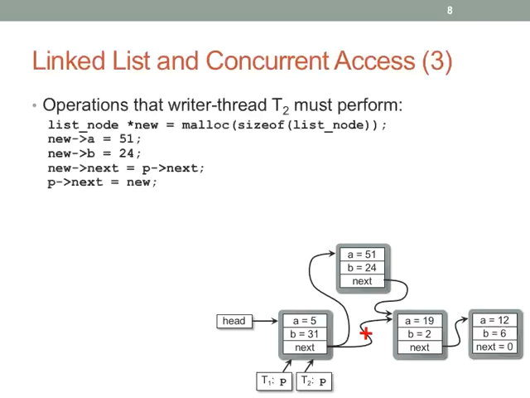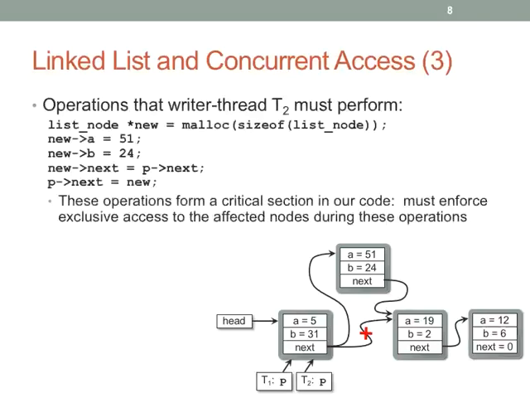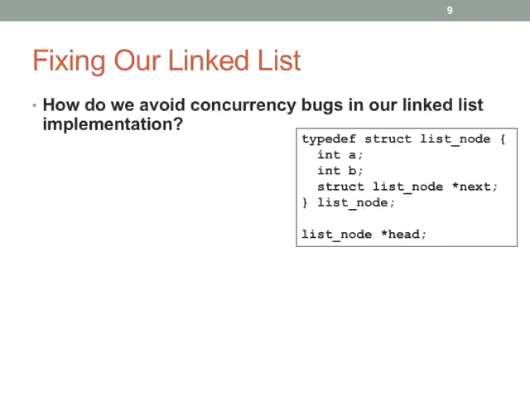Okay, so these are the operations the writer thread performs, and we say they form a critical section because we need to make sure they all happen atomically. And if they're going to happen atomically, then we need to make sure that thread has exclusive access to, well, probably at least P, the node that's pointed to by P, but we need some way to exclude other threads from looking at this state while we manipulate it. So that's kind of the challenge that we have here. So what's a really simple way of solving this problem? Okay, how do we avoid concurrency bugs?